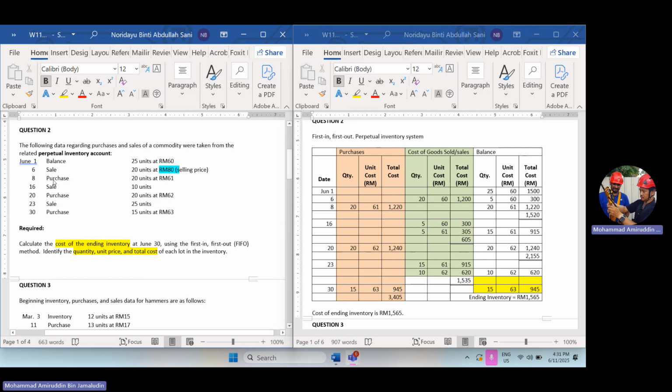Take a look at your purchase. Purchase 20 units at 61. What does it mean? When I purchase goods, I bought 20 units. How much is the cost? 61. So if you multiply 61 and 20, the total cost is here, 1220. If I put here sales, 20 units at 80 ringgit, I cannot put 80 ringgit here. No, because now you measure your cost.